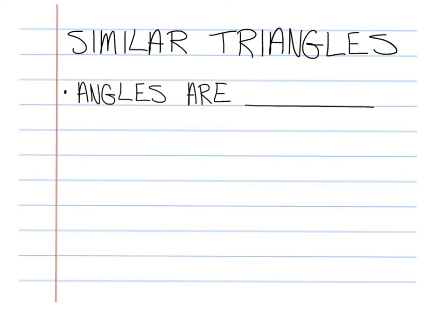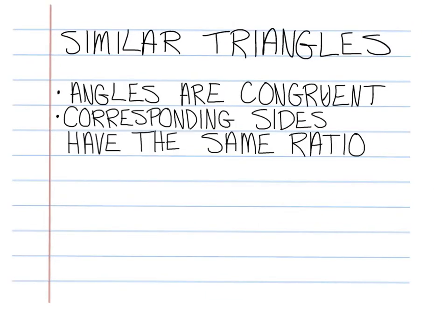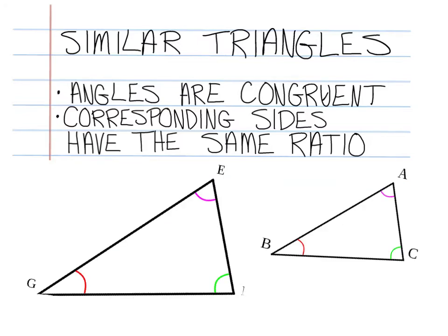Okay, example problem number 3. We already said that angles of similar triangles are what? Congruent. Right. Okay, good. Next, corresponding sides of similar triangles have the same ratio. That's the next thing that we're going to learn about. So first, what is a corresponding side?